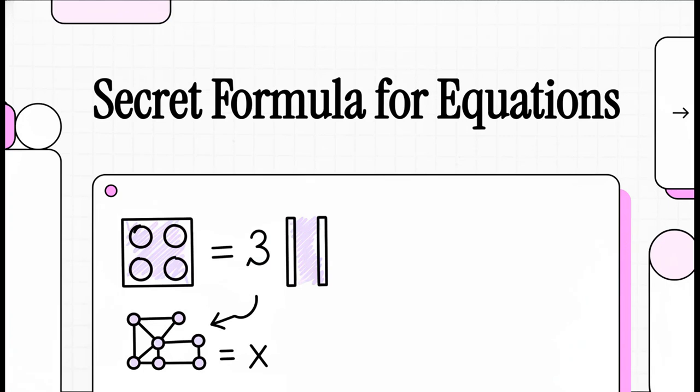So what if I told you there's this secret formula for solving systems of equations? A method that's so elegant, so systematic, it feels like you're unlocking a hidden pattern in the numbers. Well, today, we're diving right into it.